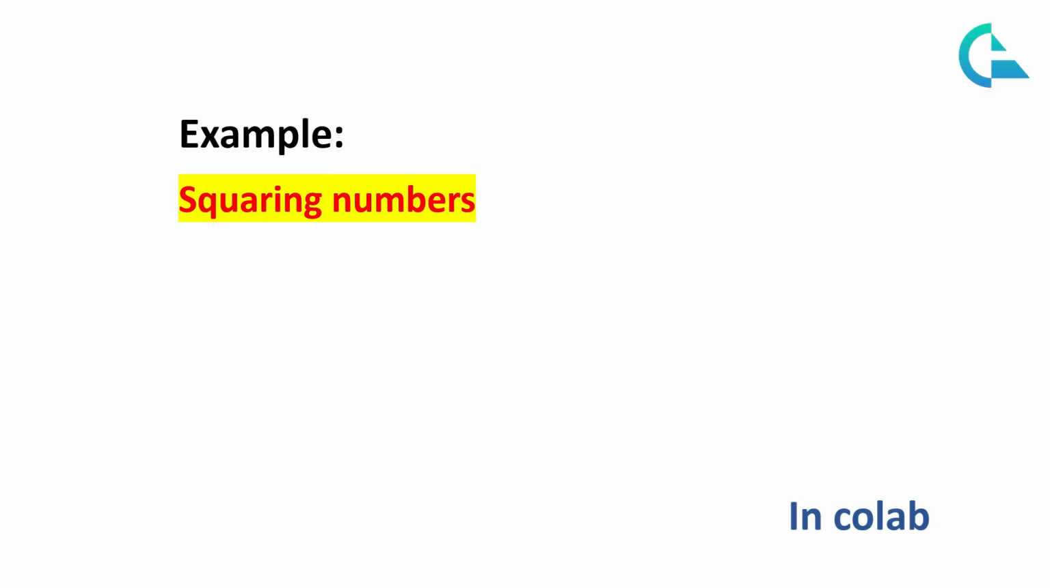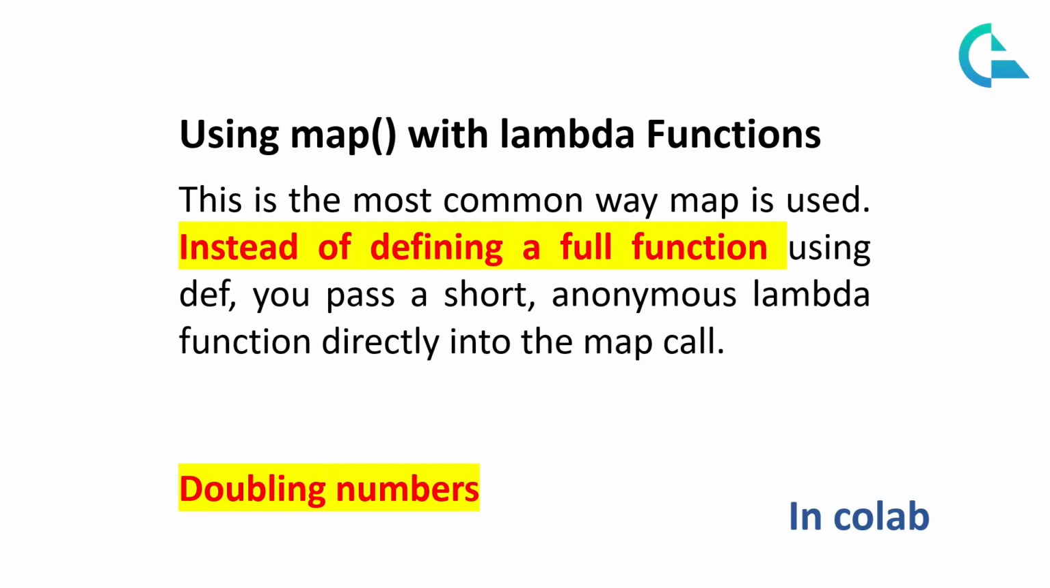Okay, next is using map with a lambda function. So this is the thing which is broadly used in Python, and this is a deadly combination of map and lambda.